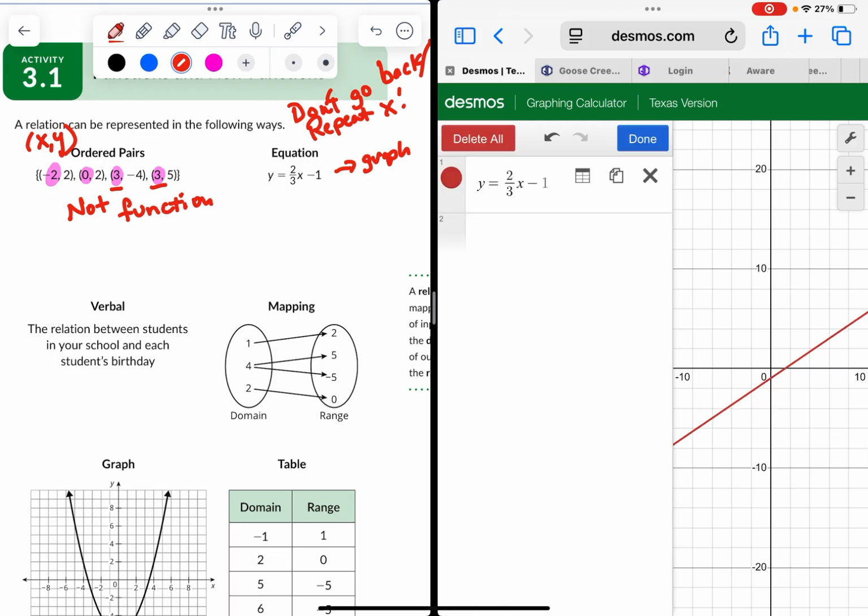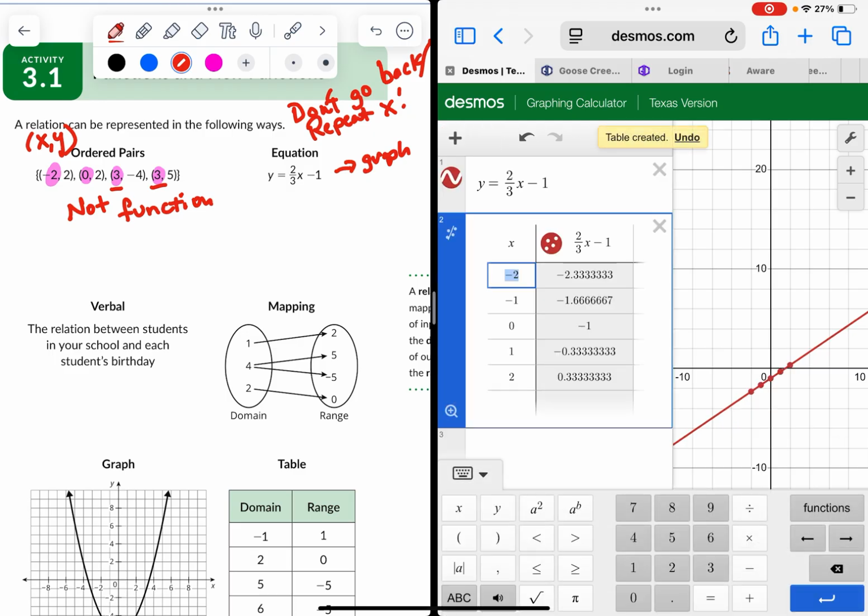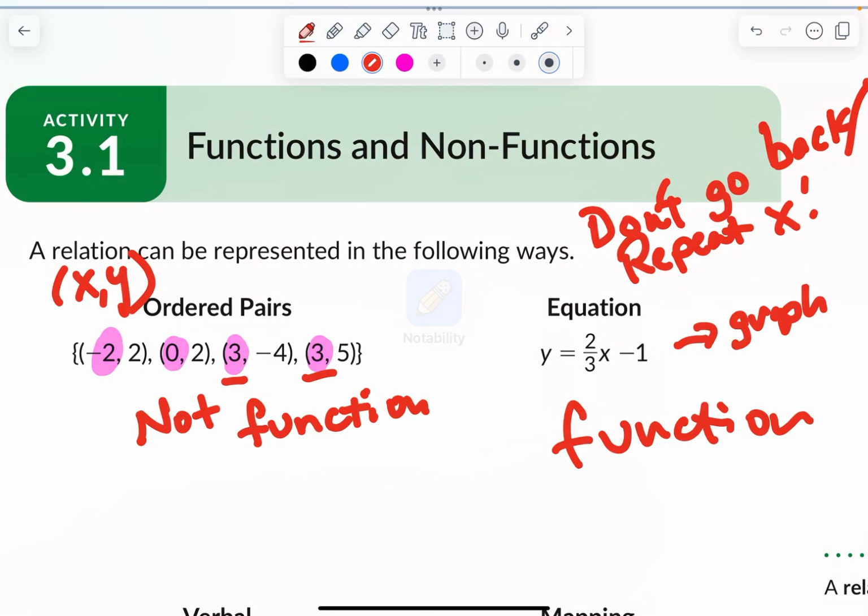And if I wanted to, I could even press that little gear button up there and press a table. And as you can see, none of my X's are getting repeated. And if you were to do the vertical line test across this picture, it is not going to repeat. So this one is a function, okay? It's a relationship, but I'm representing a function. I'll go back over to the big picture again. We'll go back to full screen.